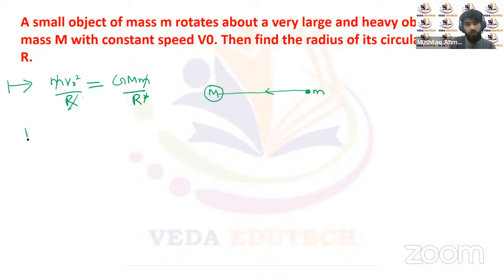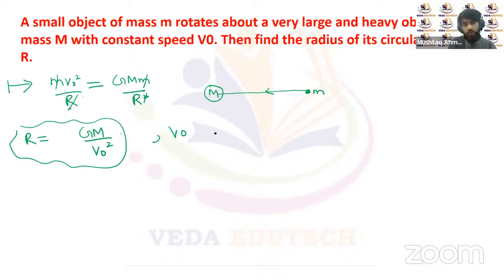The value of r will come out to be equal to GM by v naught square. So this will be the radius of this circular path. Or the velocity v naught will be equal to under root of GM by r. So this will be the speed and this will be the radius of this particle.